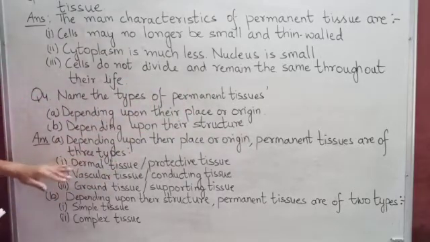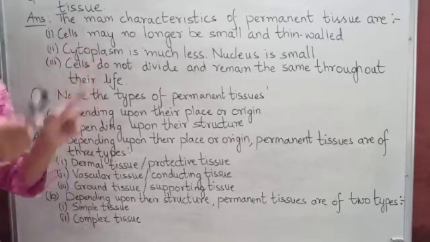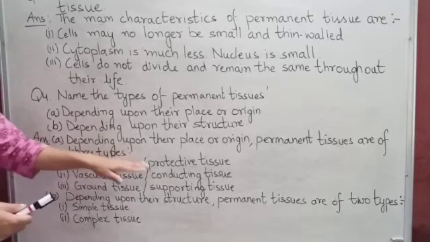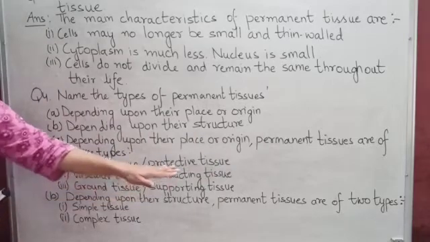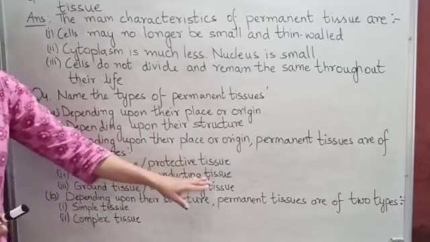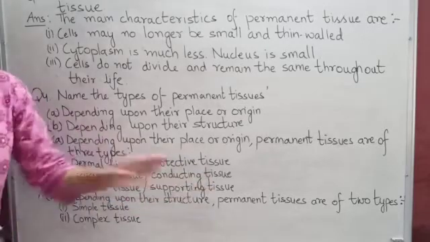Okay, now I've told you about these 3 types of tissues earlier in the video. The first one is dermal tissue, also known as protective tissue, epidermal tissue, you know. The second is vascular tissue or conducting tissue. Then the third is ground tissue or supporting tissue.